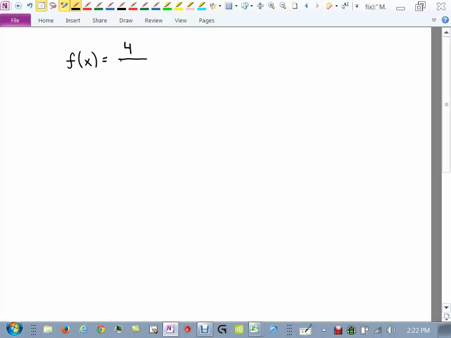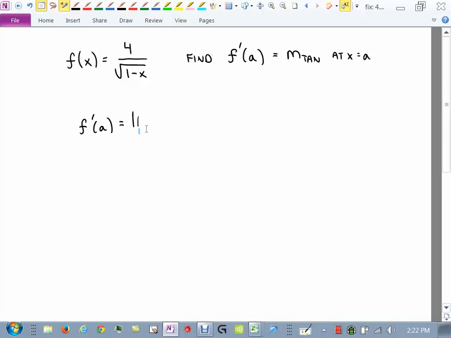So if we have this, and you're asked to find this. So this is f prime of a, which means the slope of the tangent line at a, at x equals a. So we can use two definitions to do this. I'm going to use the first definition, the one that we've been using: the limit as x approaches a of f of x minus f of a over x minus a.